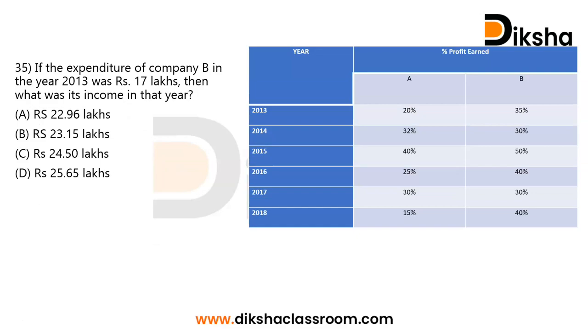The first question: if the expenditure of company B in the year 2013 was rupees 17 lakh, then what was its income in that year? You have options A, B, C, D: Rs 22.96, 23.15, 24.50 and 25.65. I will give you some time, try to give your answers.